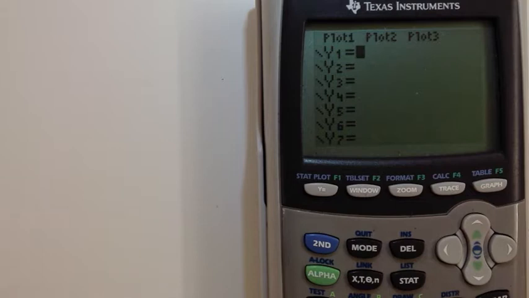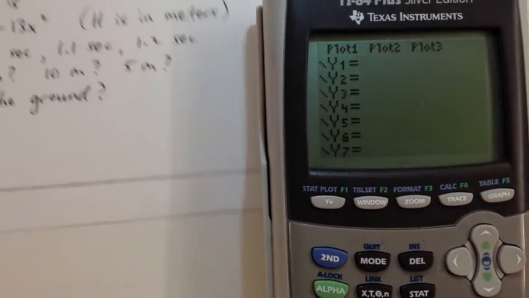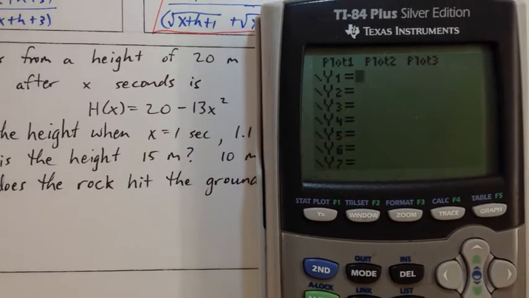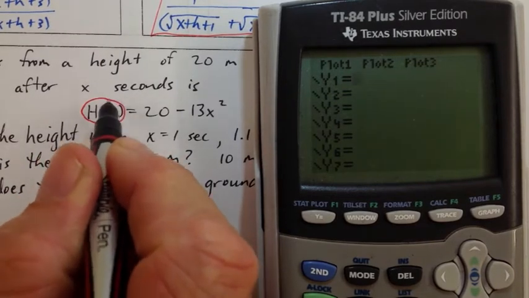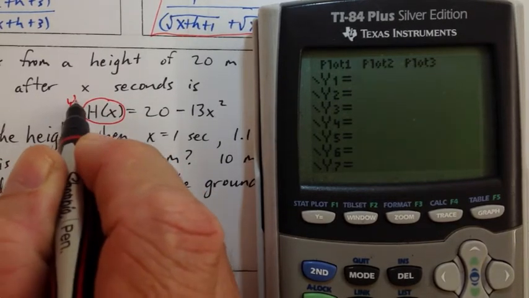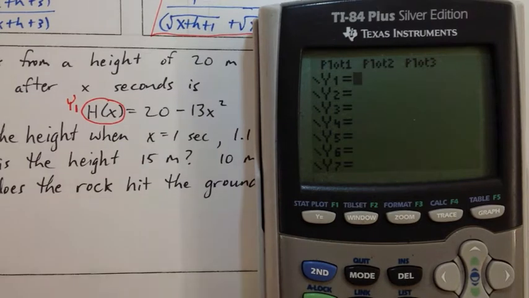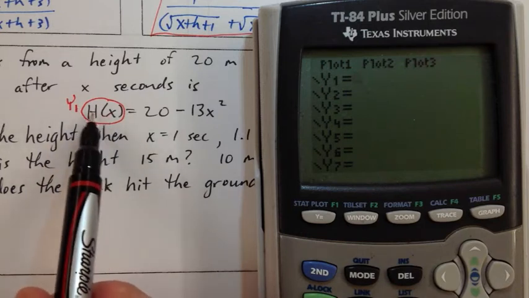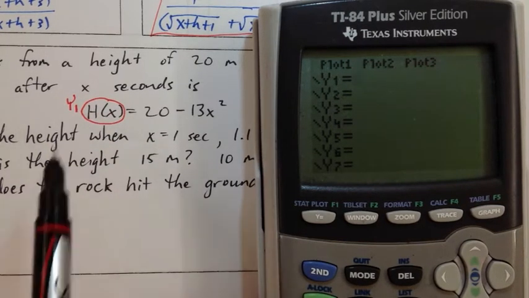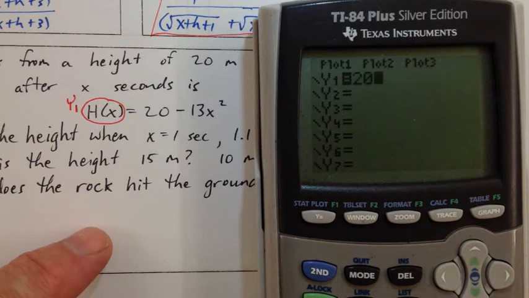So we want y equals. And as we noticed here, the h of x, that's what we're going to call our y1. When we're dealing with functions like this and using our calculator, we want to name our h of x, whatever our function's name is, we're going to change it to y1. So we can easily find some important information about the function.